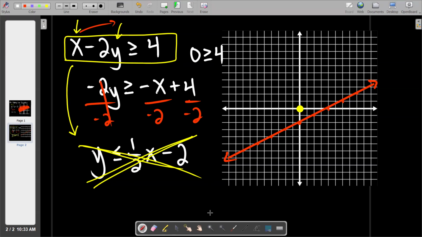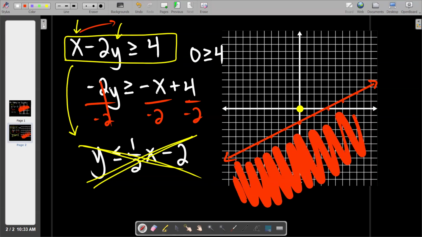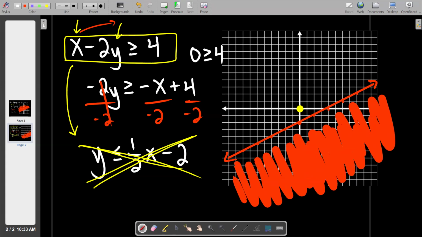That's a lie. So if the yellow point is a lie, guess what that means? It means that the other side is true. So if you test a side and it's no good, by default, I promise you the other side will be good. That's the logic. Now, I quickly want to show you what this looks like in Delta Math before I conclude the lesson.